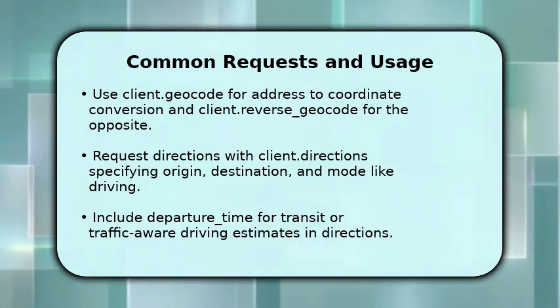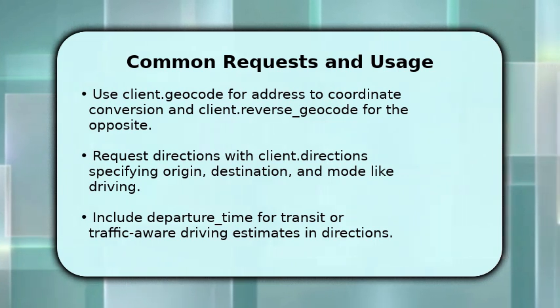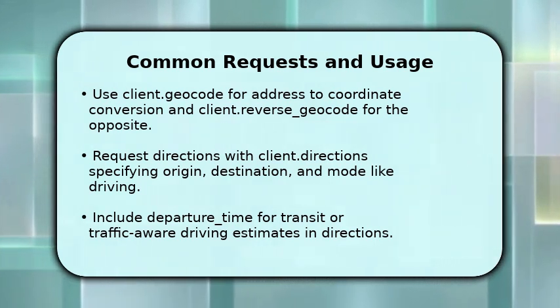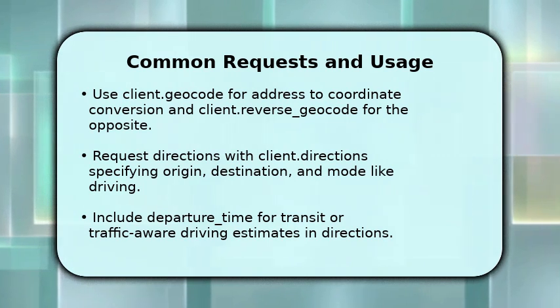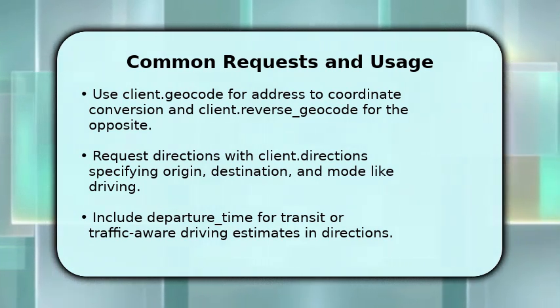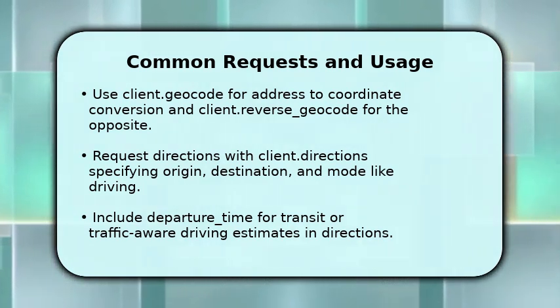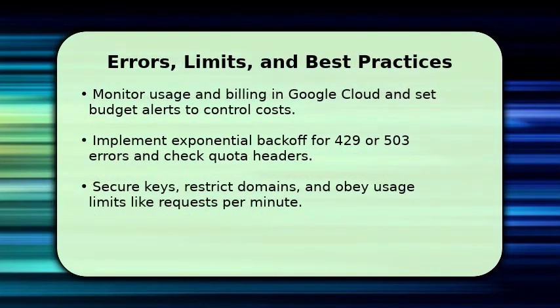Use client.places and client.places_nearby for POI searches with keyword and radius parameters in meters. Monitor API usage and billing in Google Cloud Console and set budget alerts to control costs.